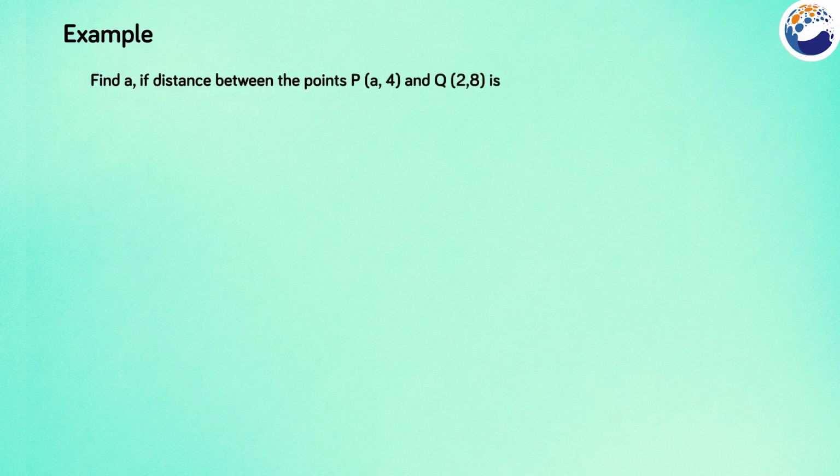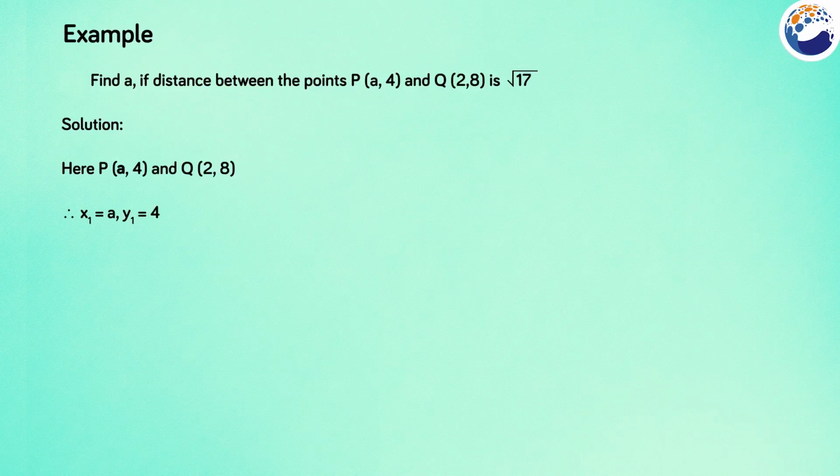Second example, find a if the distance between the points P(a, 4) and Q(2, 8) is root 17. Solution. Here, the coordinates of P are (a, 4) and Q are (2, 8). Therefore, x1 is equal to a, y1 is equal to 4, x2 is equal to 2, y2 is equal to 8.